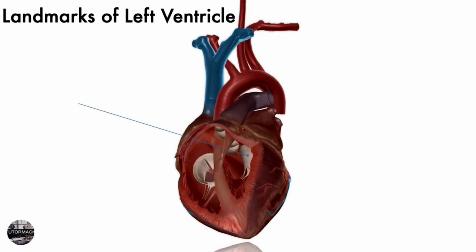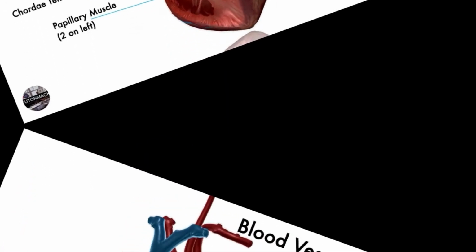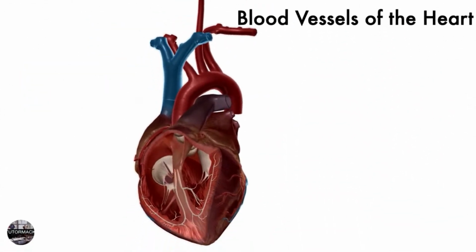You know that. Yeah, bicuspid valve, mitral valve, left atrioventricular valve. What about here? Chordae tendineae. They hold those valves. That's right. Papillary muscles. There's two on the left, three on the right. Aortic semilunar valve. Good. Let's talk about blood vessels of the heart.